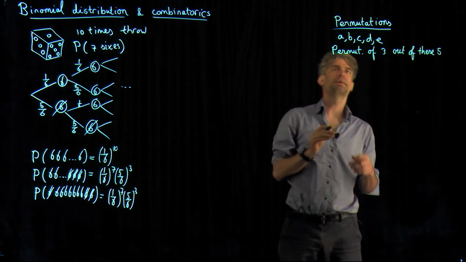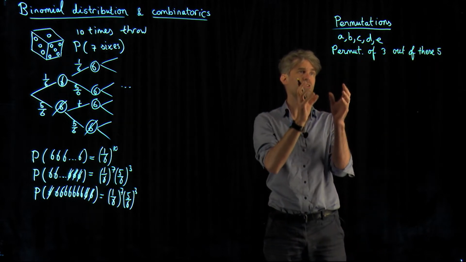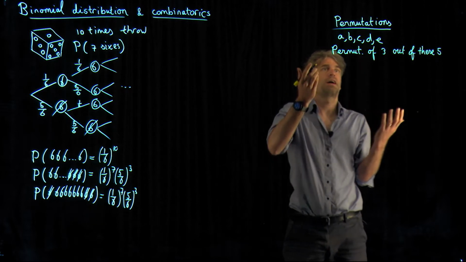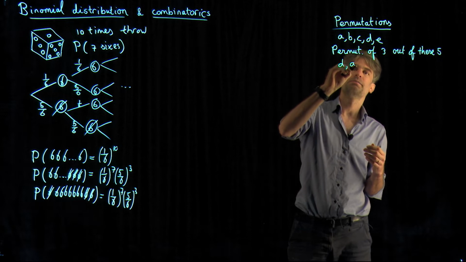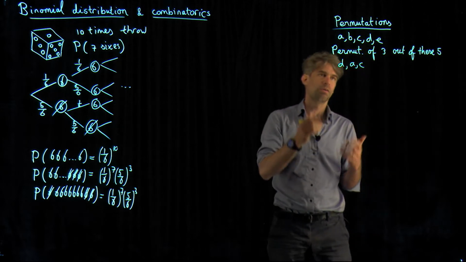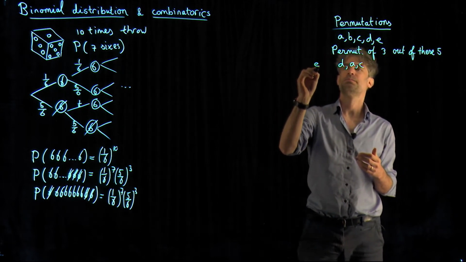And what would that be? That would be an ordered set of 3 out of these 5. So for example, D, A, C. Or maybe one more example. These are examples.